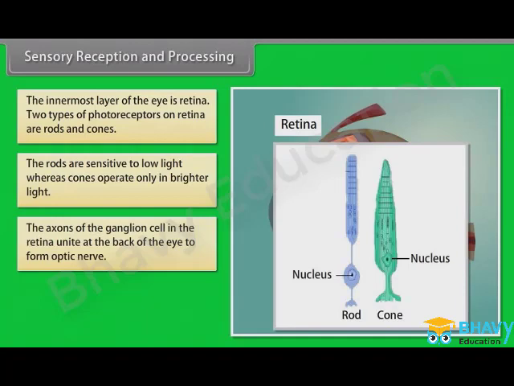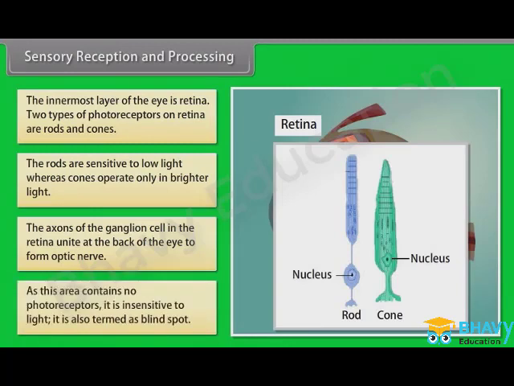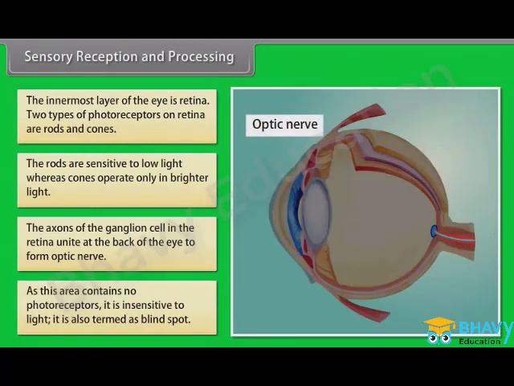The axons of the ganglion cells in the retina unite at the back of the eye to form the optic nerve. As this area contains no photoreceptors, it is insensitive to light. It is also termed the blind spot.